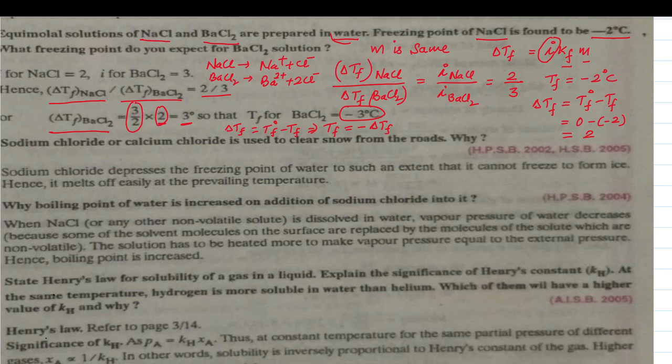Next, sodium chloride or calcium chloride is used to clear snow from roads. Why? This is a very important question for the board exam, CBSE board as well as any state board exam. So you know sodium chloride as well as calcium chloride both are electrolytes. Their i factor is correspondingly 2 for NaCl and 3 for CaCl2.